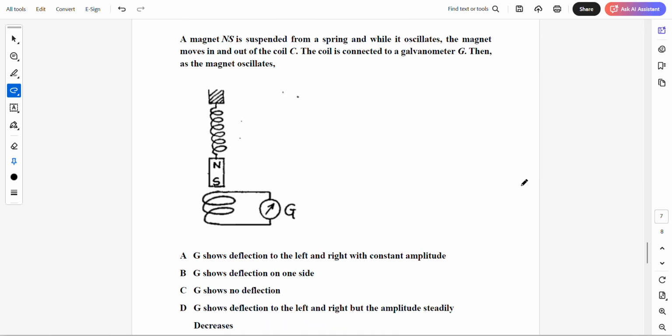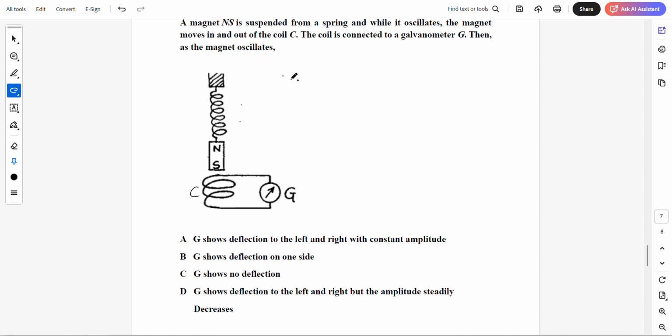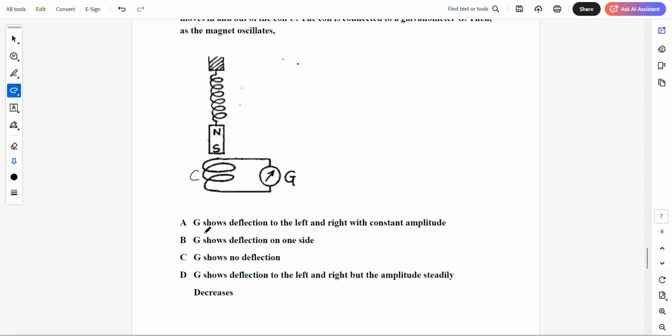Now, let us see this sum. A magnet NS is suspended from a spring, and while it oscillates, the magnet moves in and out of the coil C. This is coil C and the bar magnet. The coil is connected to galvanometer G. Then as the magnet oscillates, G shows deflection to the left and right with constant amplitude. No, the amplitude will not be constant here. G shows deflection in one side, wrong.